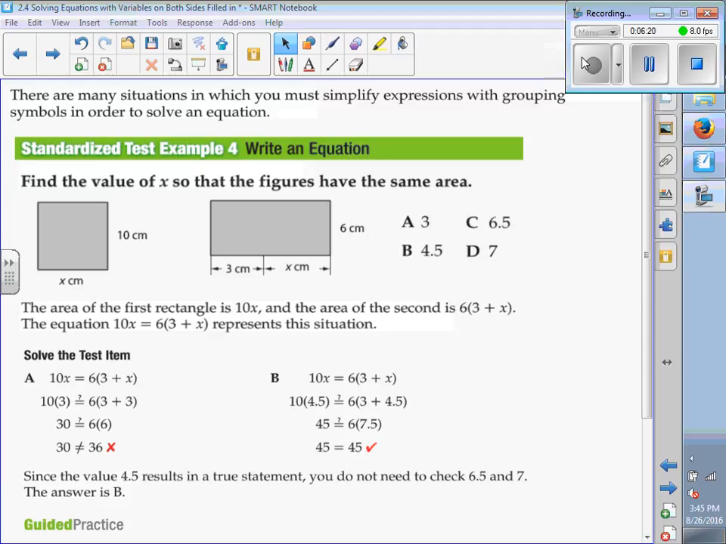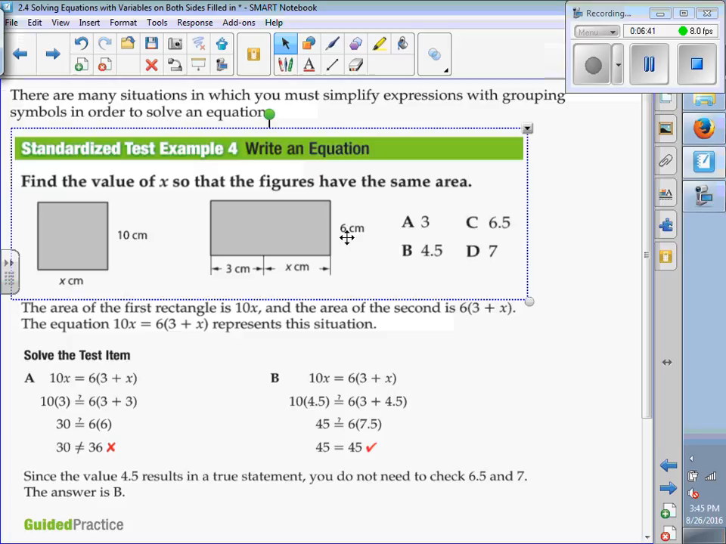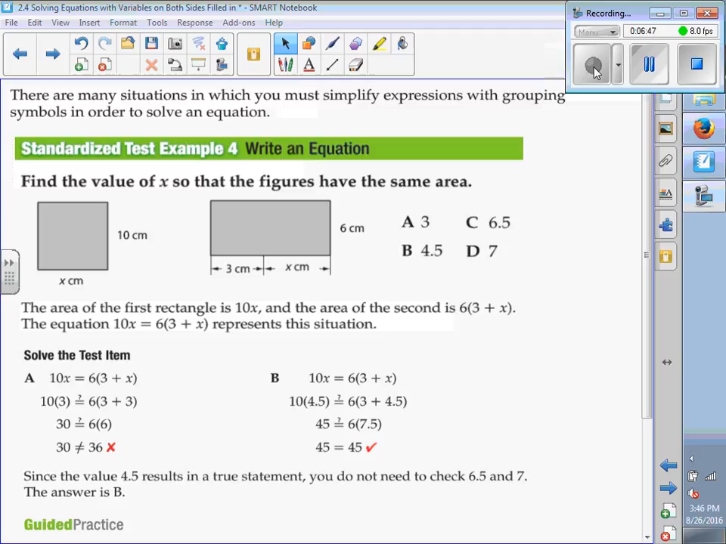Okay? So here we're going to have length times width, the x times 10. There's a 10x. And we're going to set that equal to the area of the other rectangle. So that's going to be 3 plus x times 6. Is everybody with me? Now, once we write our equation, then we have to test to see which answer is going to be the correct answer.